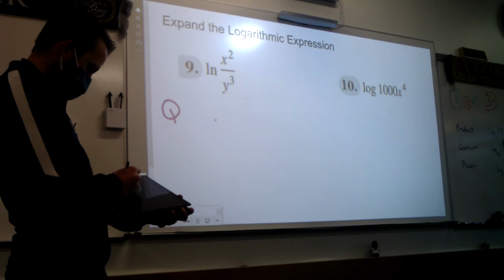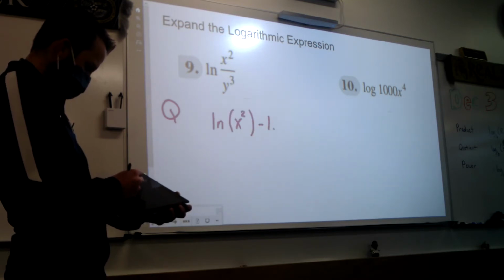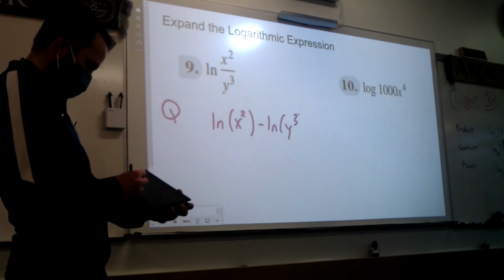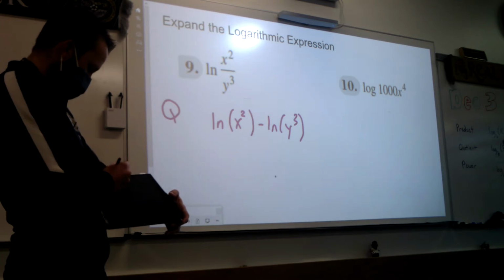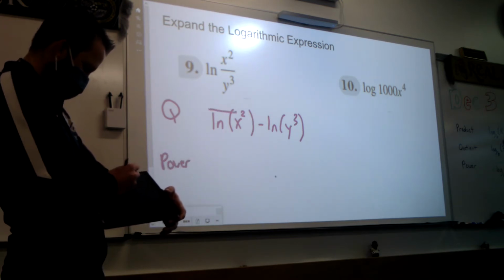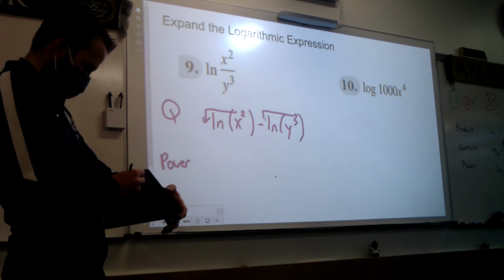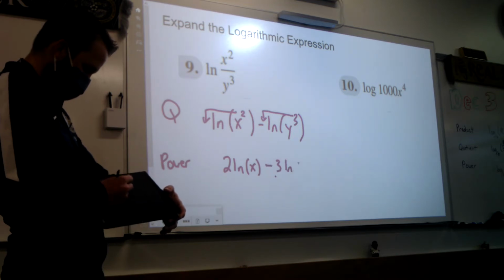ln x squared minus ln cubed. Great. And then you use the power property with the exponent in the front. You have 2 ln x minus ln. Awesome. Now, if we use the power property, Micah, what do you got to do?